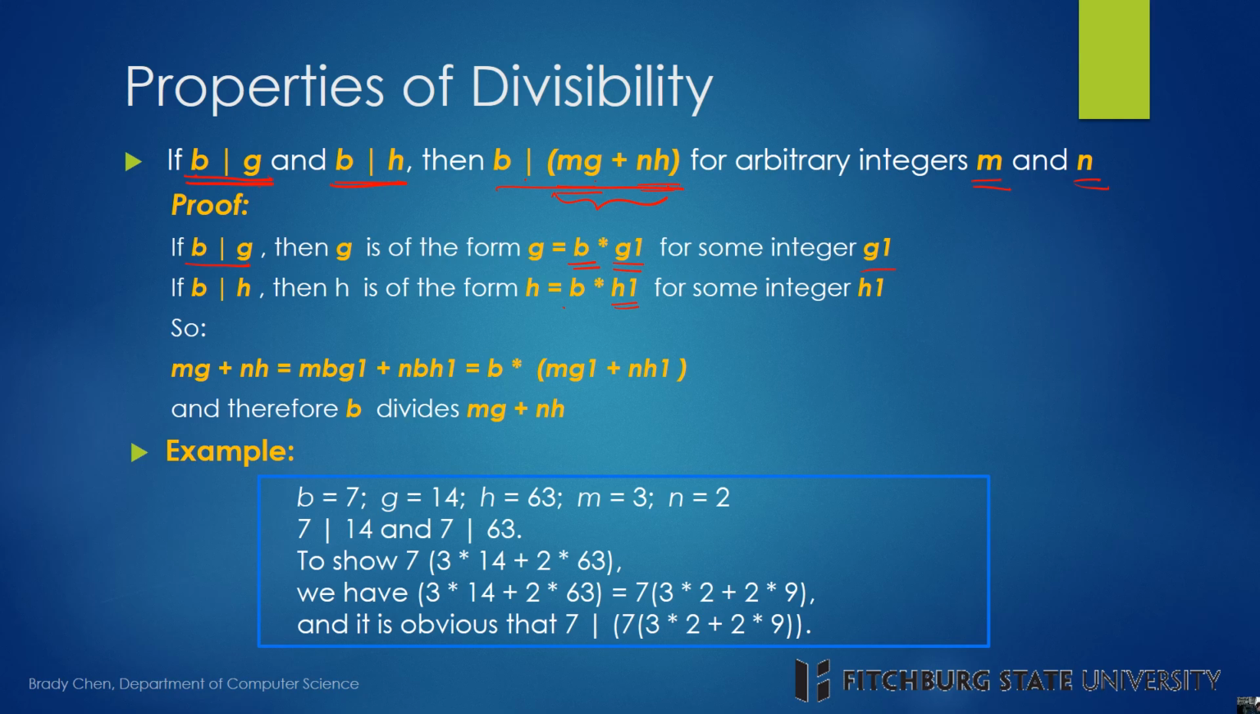So let's do this. mg plus nh. Now, if we can write this as a multiplication of b times some number, then we can say b divides mg plus nh. So then we replace g with this, right? Because g equals b times g1. So we replace g with b times g1, and replace h with b times h1.